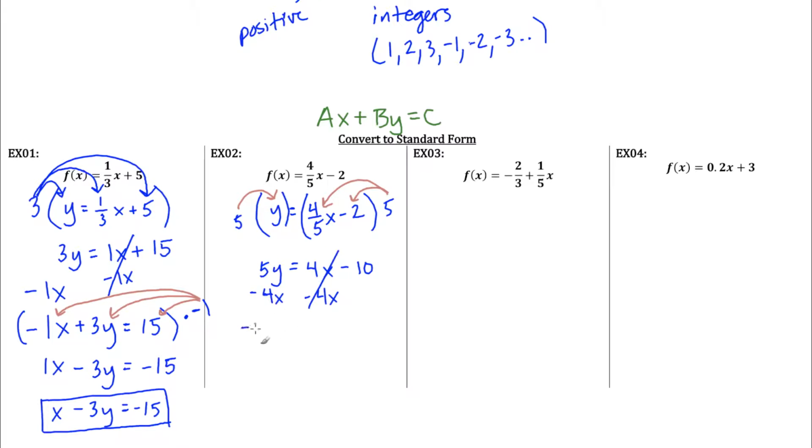So negative 4x plus 5y equals negative 10. All right, now remember that this looks good, but the convention is that this is positive. So I need to multiply both sides by negative 1.